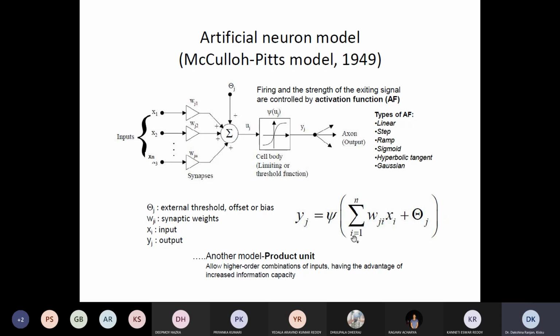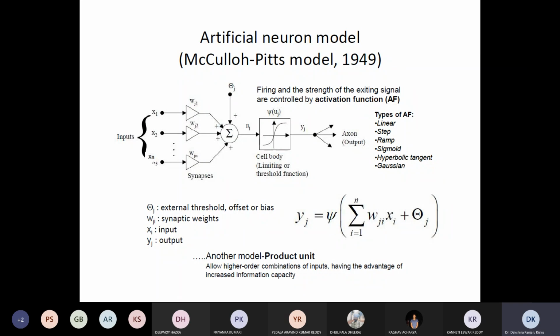And i varies from 1 to n. That means for n number of inputs there will be n number of weights. This is the linear combination. So we take the summation over the linear combination of input and weight, and this is added to the bias. Over this we apply the activation function so that we can get the output in the transformed form.